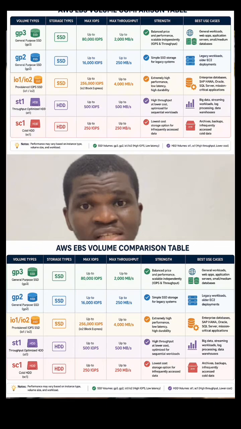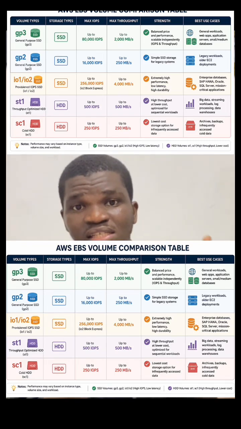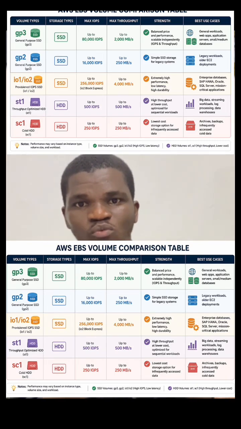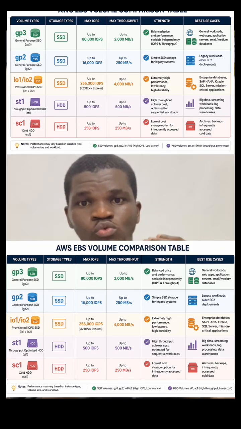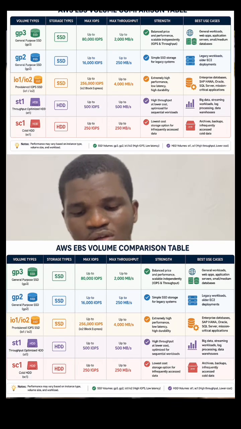Now the third one, which is under the HDD-backed volume, is ST1. The max IOPS for this is 500, and the maximum throughput is 500 megabytes per second. You can see the strength is that it has sequential throughput, meaning that it can work sequentially. You can run it for maybe 2 hours to analyze data or do log analysis or whatever things you want to do. So that is the strength. Then it is best used for data analysis or log processing. So that is what they use this one for.